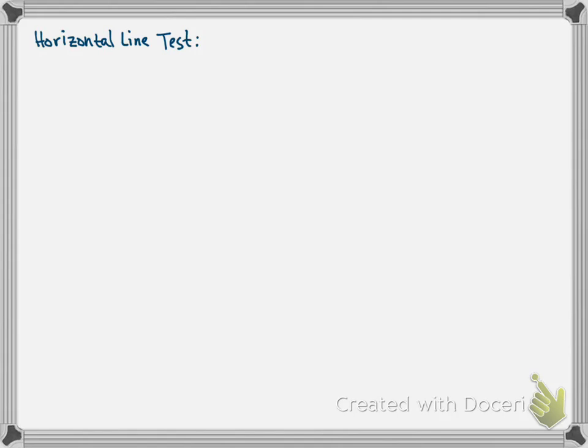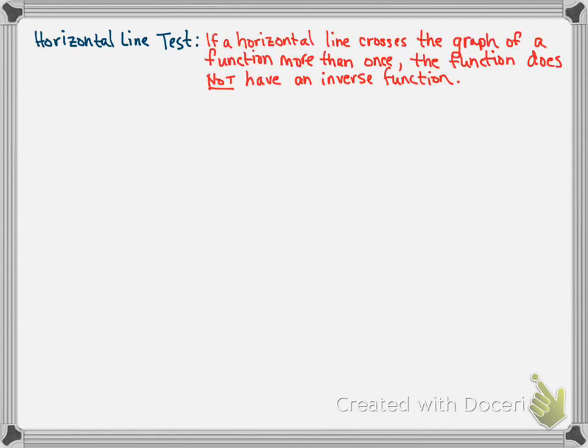Okay, we have something called the horizontal line test, not to be confused with the vertical line test. Here, if a horizontal line crosses the graph of a function more than once, the function does not have an inverse function. It may have an inverse relation, but not an inverse function.